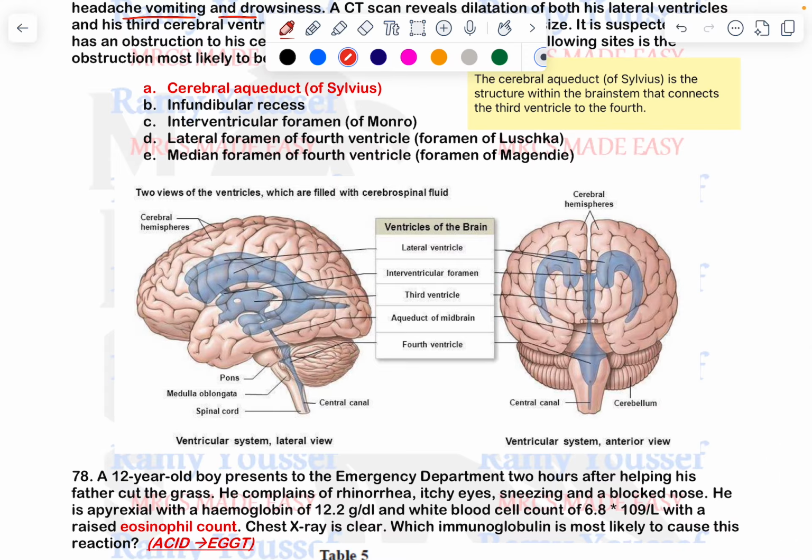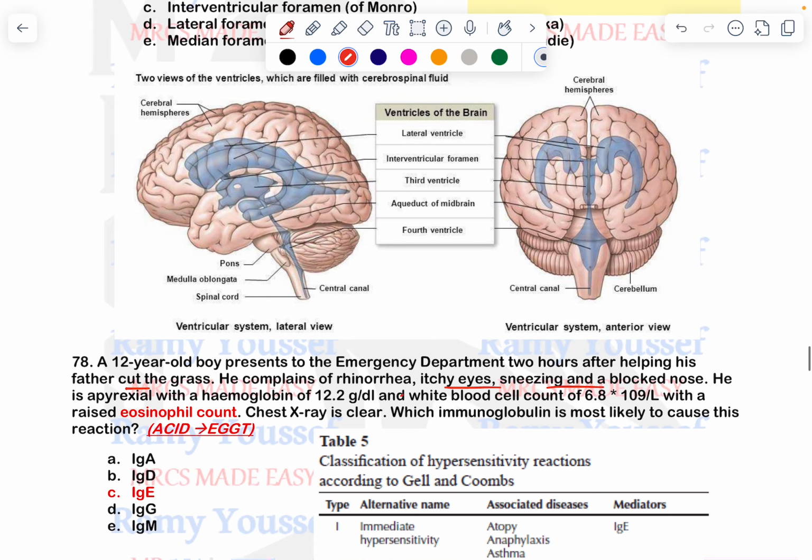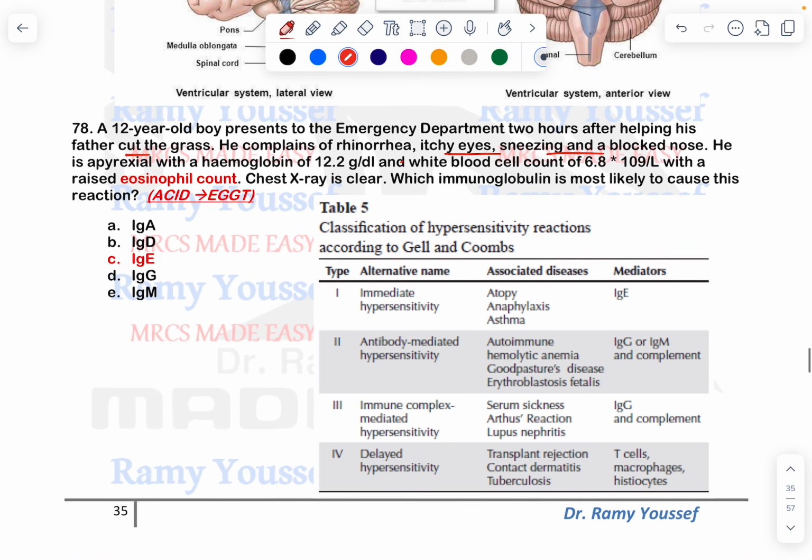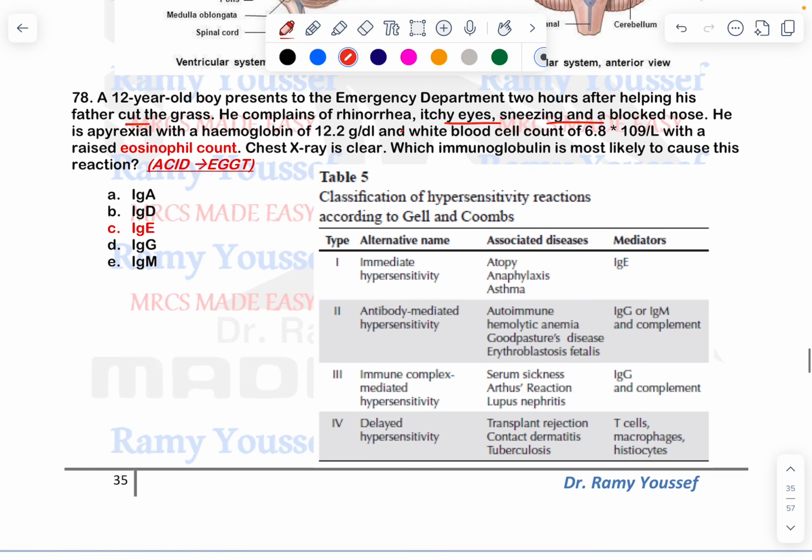A 12-year-old boy, helping to cut the grass, develops itching. This is allergy. Which immunoglobulin is involved? Allergy is IgE. Type 1 hypersensitivity.